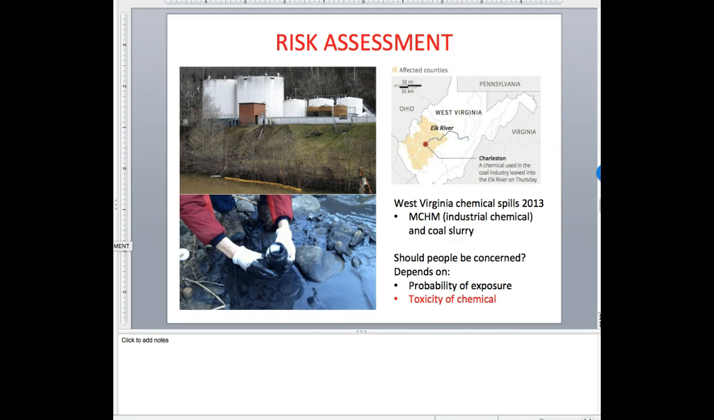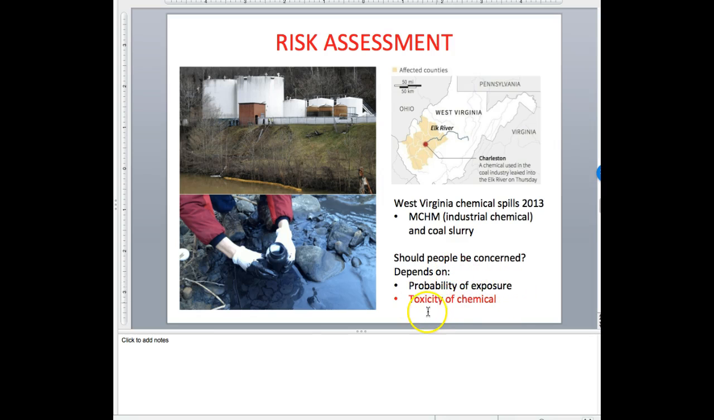Okay, just quickly, I want to cover how we assess risk from contamination. So for example, in West Virginia in 2013, there were 2 major chemical spills in roughly the same region. And it prevented people from being able to drink their water, kind of a big issue, until they figured out what is the risk for people drinking this water. And the risk really depends on the probability of exposure. So if you're living in a house where the water supply comes from the Elk River, you probably have a high level of risk of exposure.